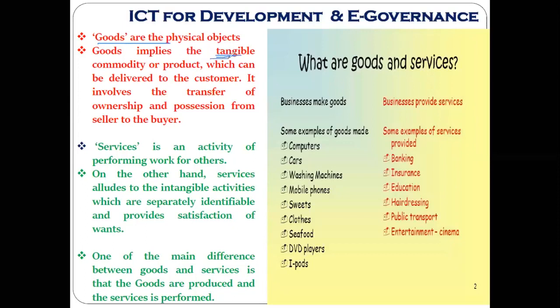That's why this is considered a tangible object, or tangible product or commodity, which can be easily delivered to the common public or the customer. Whenever you purchase something that is a physical object, it comes under the category of goods. Here are some examples of goods: computers, cars, bikes, washing machine, fridge, mobile phones, sweets, clothes, food, DVD player, iPods.